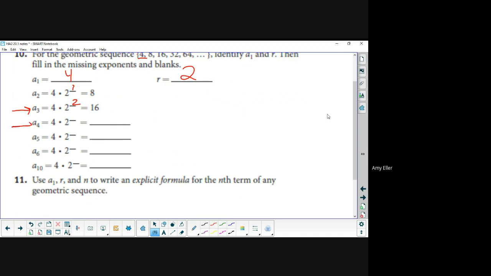For the fourth term, I would have the original term. I'd multiply by 2 to get the second, multiply by 2 again to get the third, multiply by 2 again to get the fourth, so I've multiplied by that ratio now 3 times. You don't really have to fill these in. Are you noticing a pattern? Complete the rest of this. Be careful because it jumps from 6 to 10.